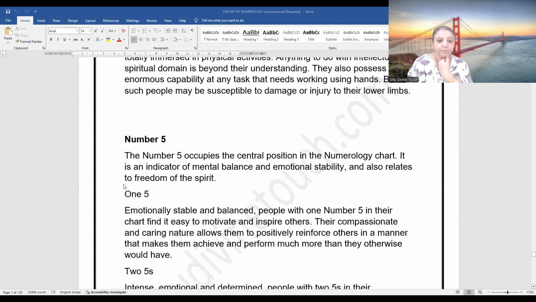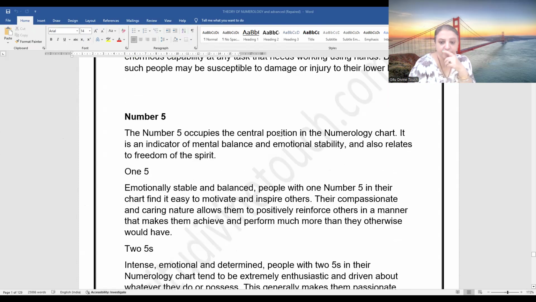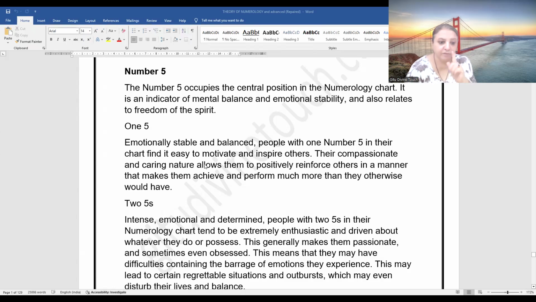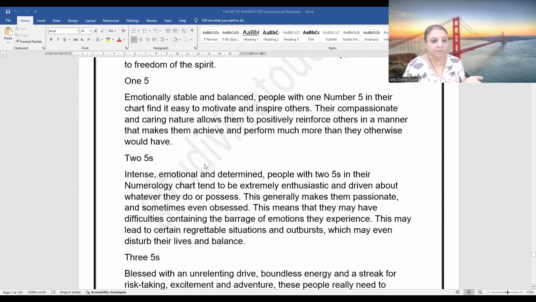Number 5 occupies a central position in the chart. It is an indicator of mental balance and emotional stability. It also relates to freedom of one's spirit. If one 5 is there, the person will be emotionally stable and balanced. People with one number 5 in their chart find it easy to motivate and inspire others. Their compassionate and caring nature allows them to positively reinforce others in a manner that makes them achieve and perform much more than they otherwise would have.